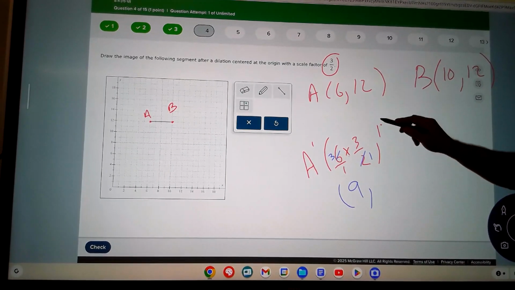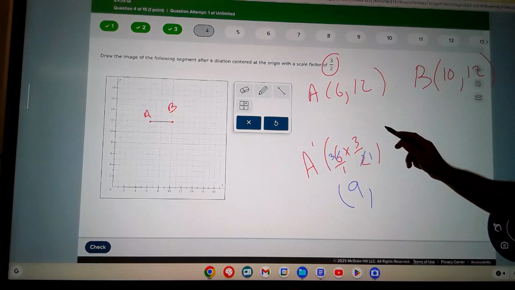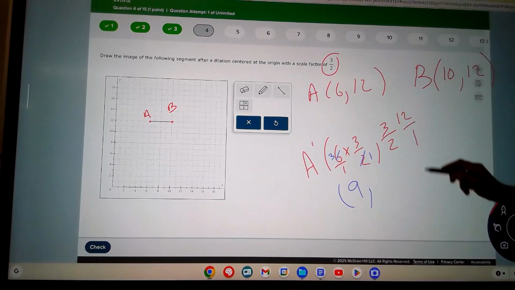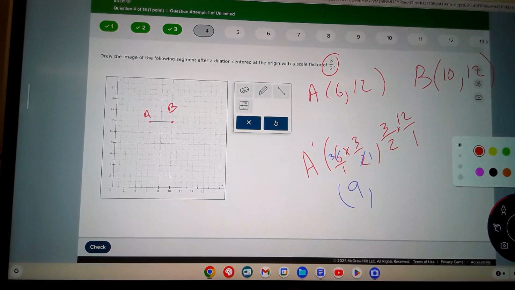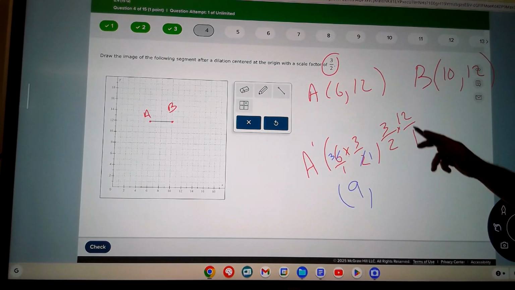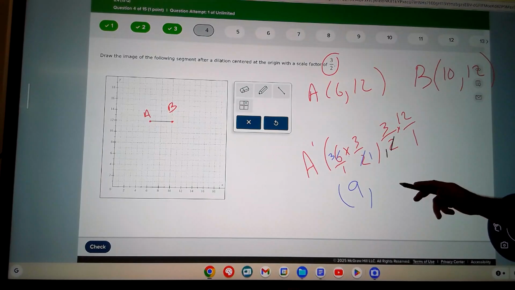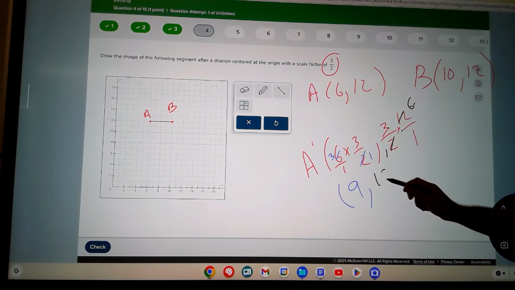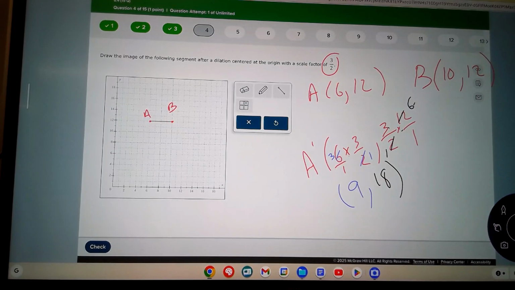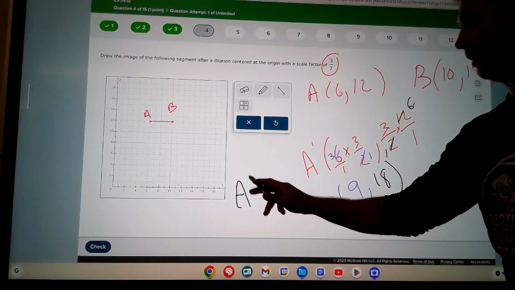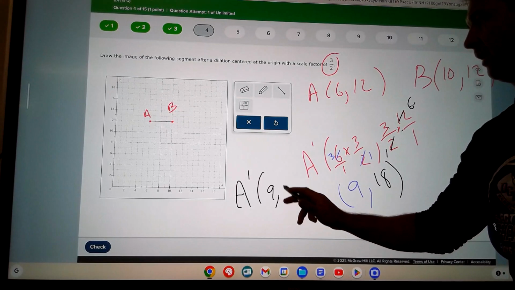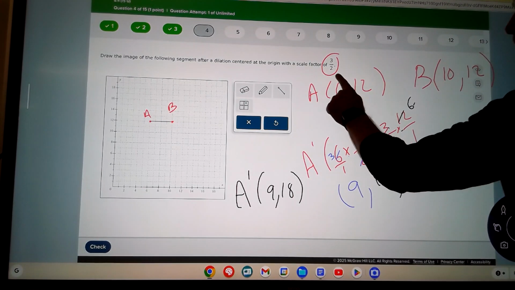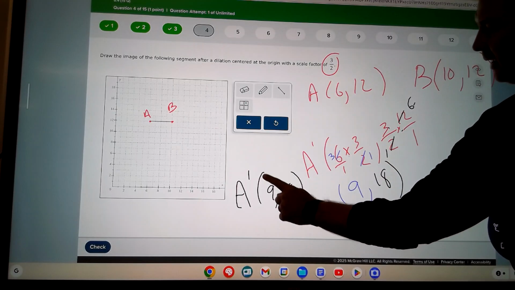I'm going to put the 3 halves first, 3 halves times 12 over 1. Again, if I'm multiplying, look diagonally. What can you cross out? 2 goes into 2 once. 2 goes into 12 6 times. 6 times 3, 18. So my A image, A prime, would be 9, 18. This is more than 1, so it will get larger.